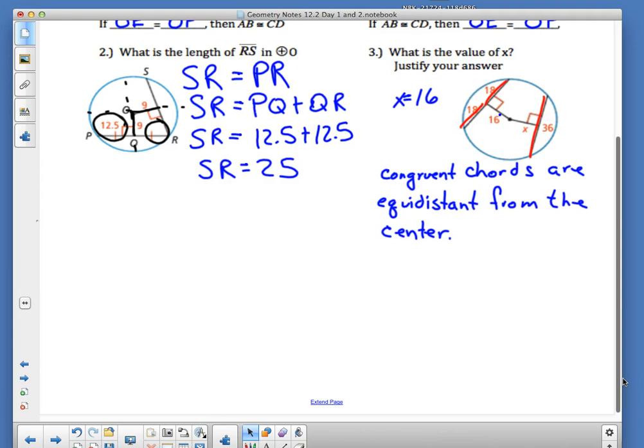Why do I write it down the way I do? So when you reread your notes to prepare your note card for a quiz or test, you know what property we just used. Okay? I put them right underneath each other. It's all about properties and me throwing it back at you. Okay? That's 16 because the perpendicular distance from the center is the same for congruent chords.